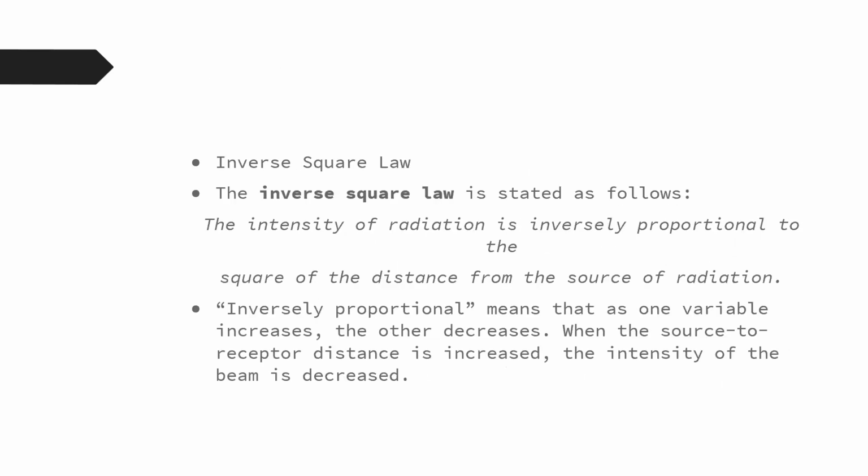So the inverse square law. The intensity of radiation is inversely proportional to the square of the distance from the source of radiation. Inversely proportional means that when one variable increases, the other decreases.